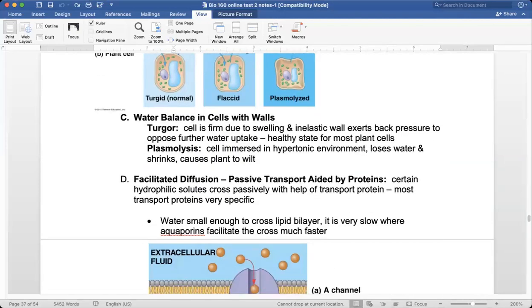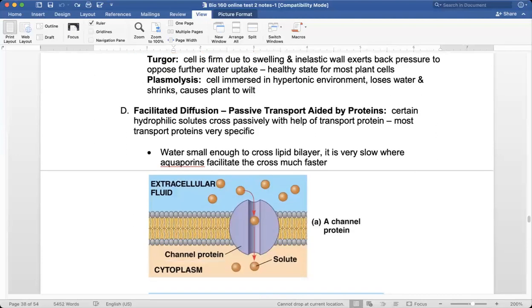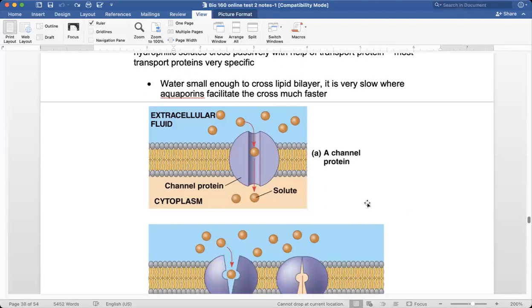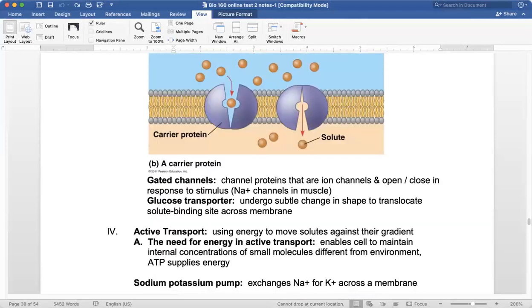So facilitated diffusion is going to be aided by a transport protein. So it's going to have a specific location that it's going to cross to move things over. So here you can see you've got this channel protein that's going to move things. Sometimes they can have different gates on them that will determine when they open and close. So you can have sodium channels that are going to have ion gates that will respond to the level of ions.